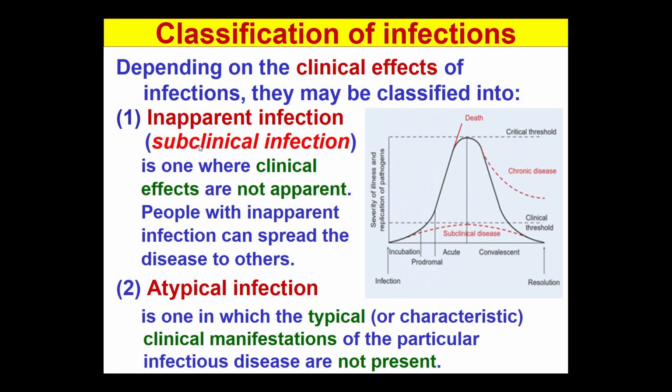Inapparent or subclinical infection is the one where clinical effects are not apparent. People with an inapparent infection can spread the disease to others without demonstrating symptoms.